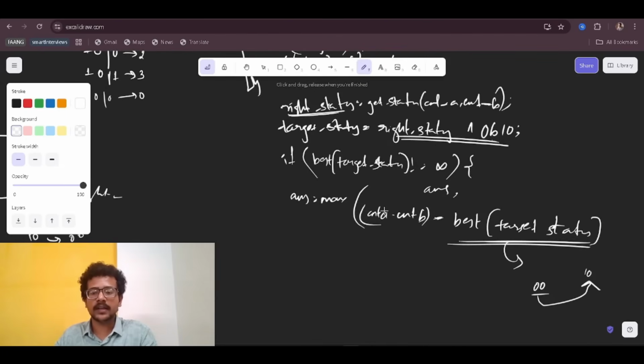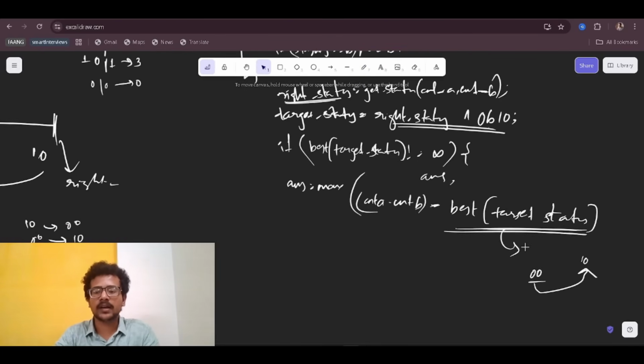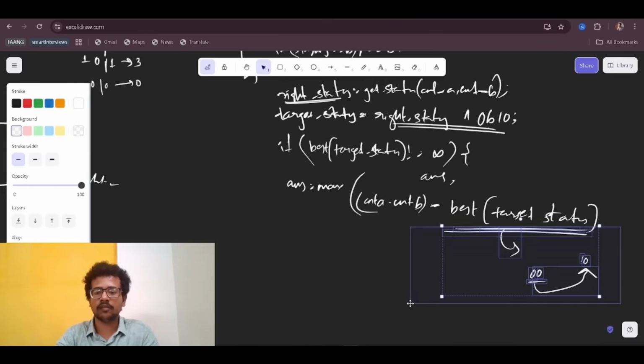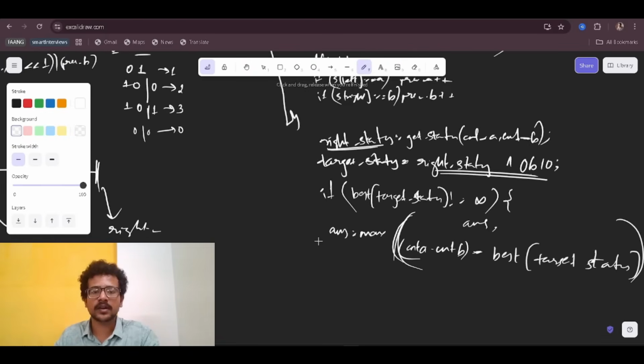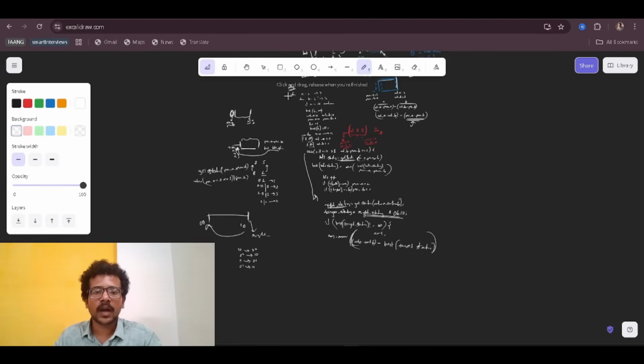I think the writing is not very clear, so you might get confused. So I have given the code link in the description. Go and check it, right? So the max of answer, comma, count A minus count B minus best of target of answer. And after this, I will be ending all the loops and return the answer at the end.